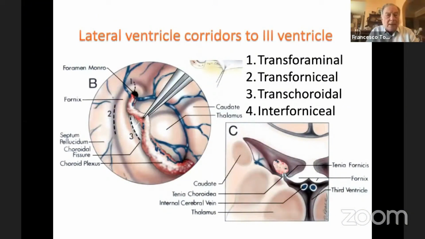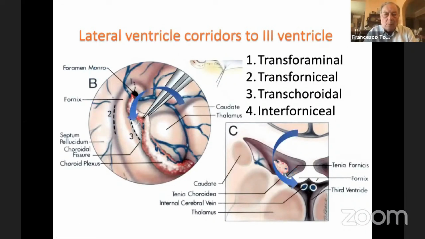You can use different corridors, as I said before. Transforaminal is the mostly used corridor, but it depends on the size of the foramen. If there is a ventricular dilatation, it can be feasible. In other cases, it may be difficult. Transfornical, I didn't use in my experience.